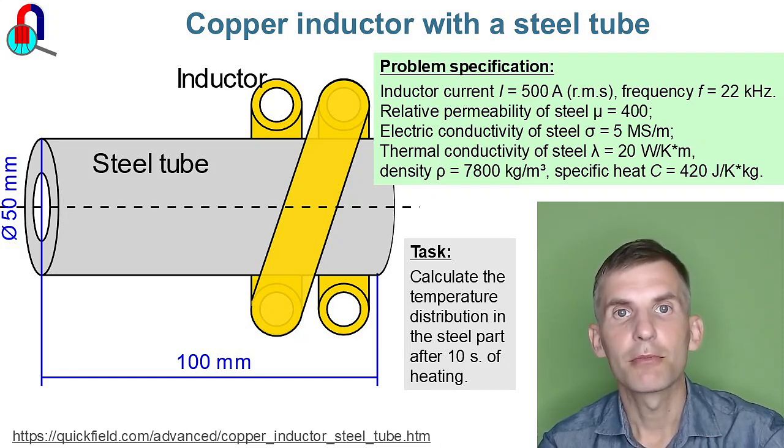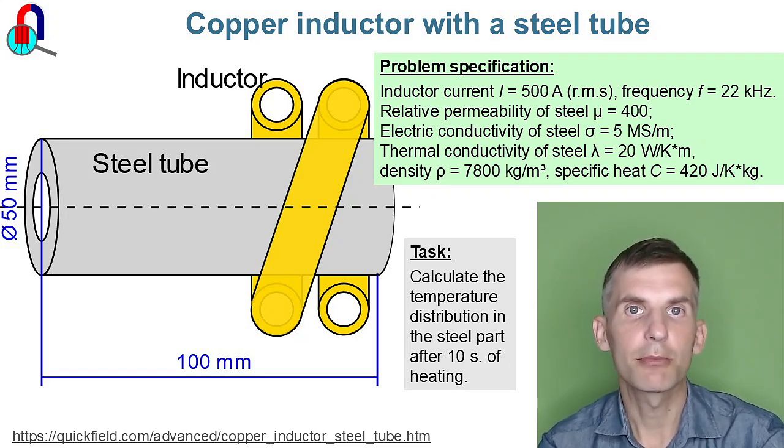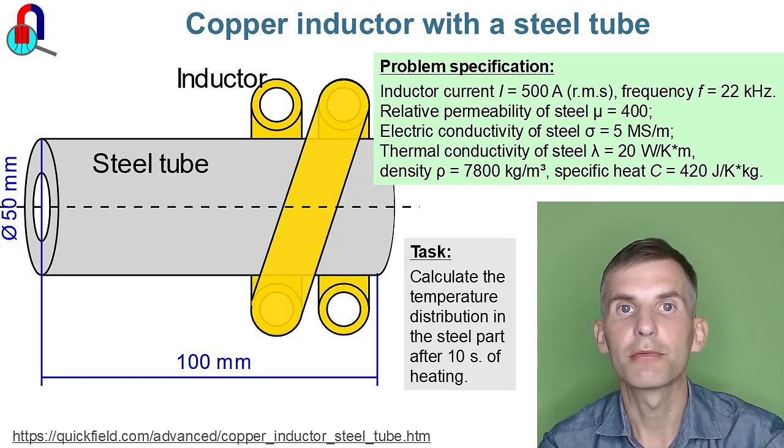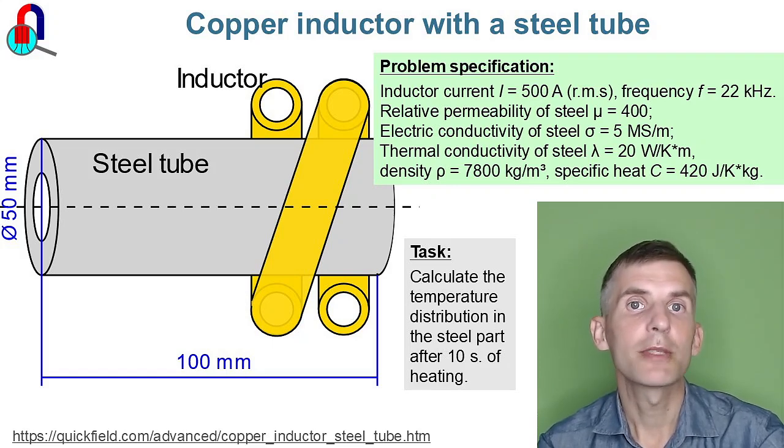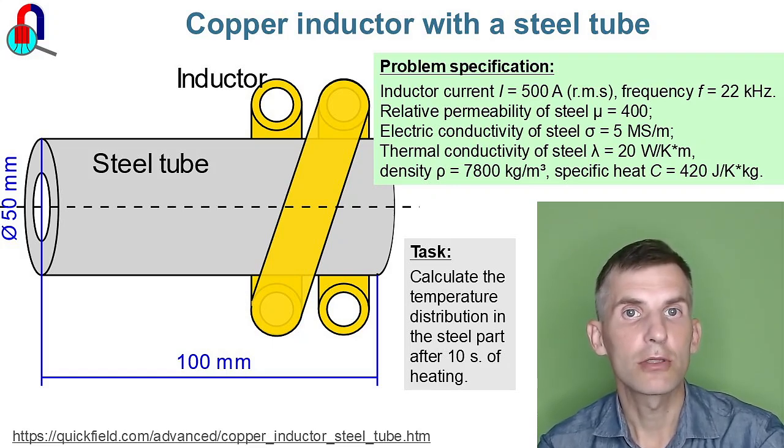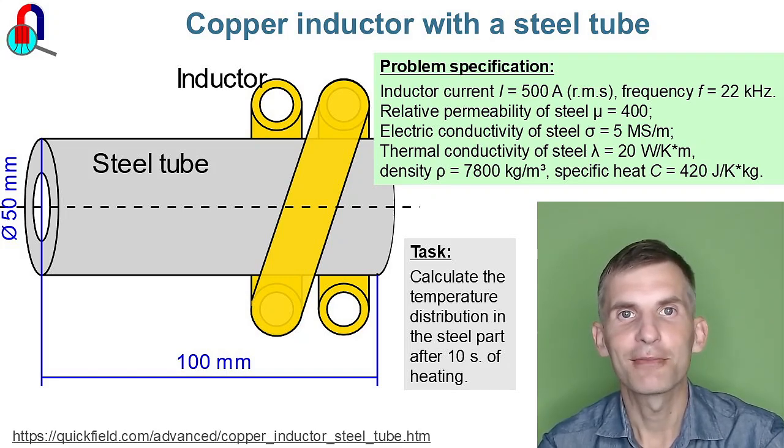The induction heating model consists of two problems, magnetic and thermal. In the magnetic problem, we calculate the eddy current density distribution in the body and the corresponding Joule heat power loss in the body. In the thermal problem, we specify the Joule heat power loss and the cooling conditions and calculate the temperature distribution. Okay, let's start QuickField now and begin the simulation.